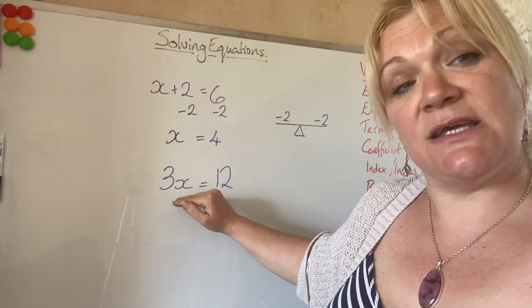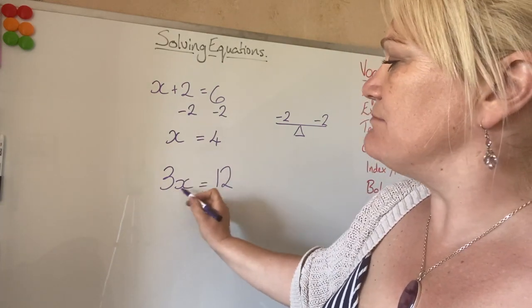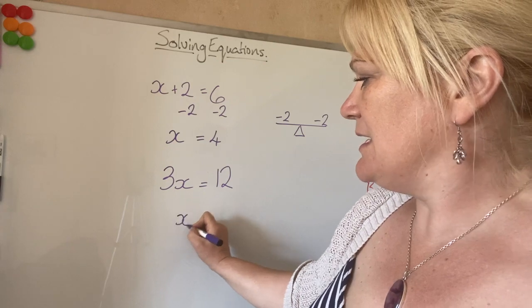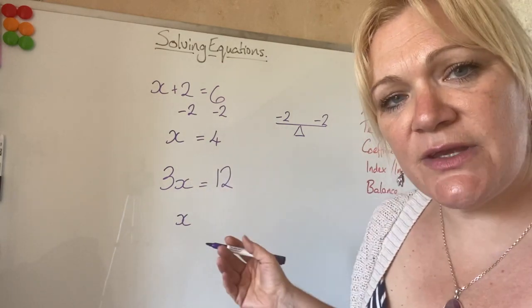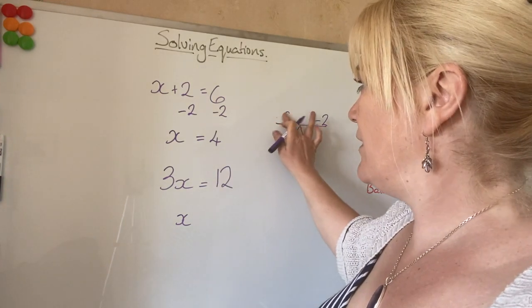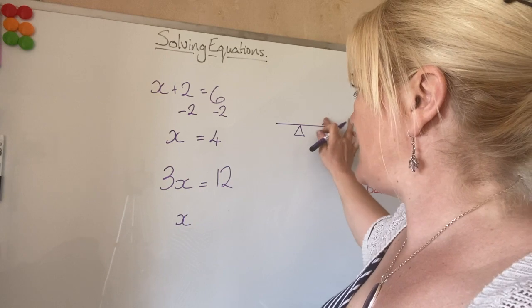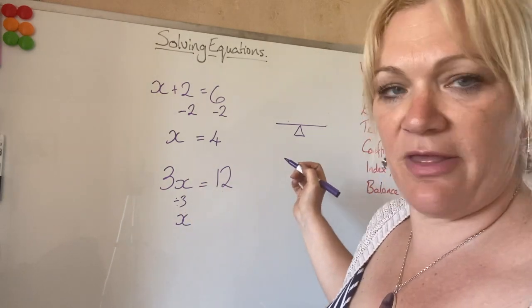3x means 3 times x, or 3 lots of x. So we've essentially done some multiplication over here. To get our x by itself, we're going to have to do the inverse of that. We're going to have to do the mathematical opposite. So if we have multiplied by 3, the inverse of that is going to be dividing by 3.